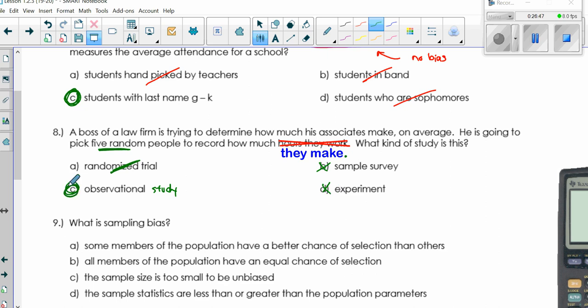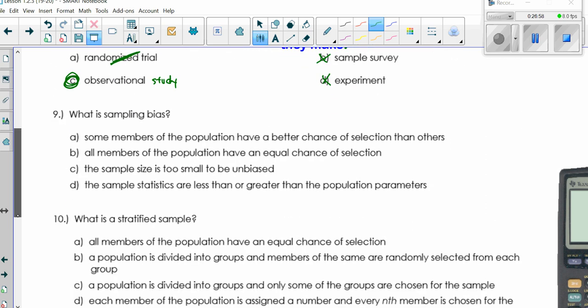Observational study because he's not interacting. He's just sending out, getting answers back. He's not interacting or swaying them one way or another. So that would be an observational study. Okay.